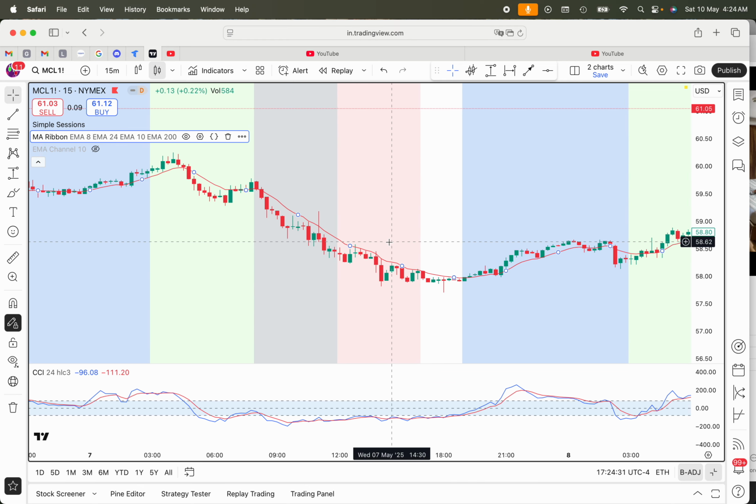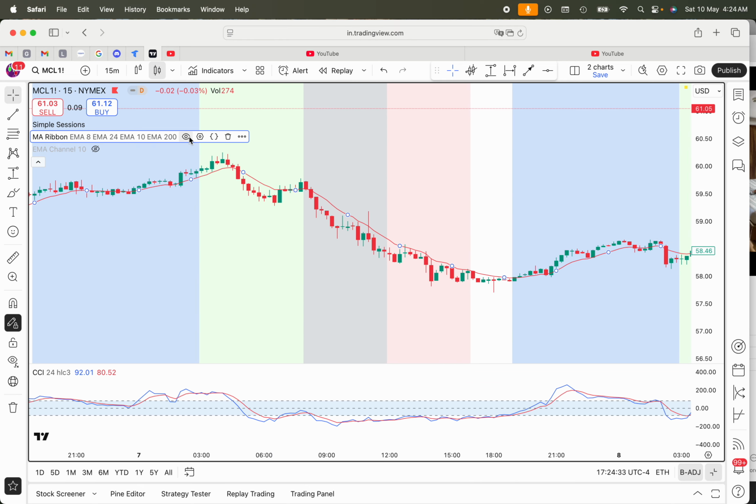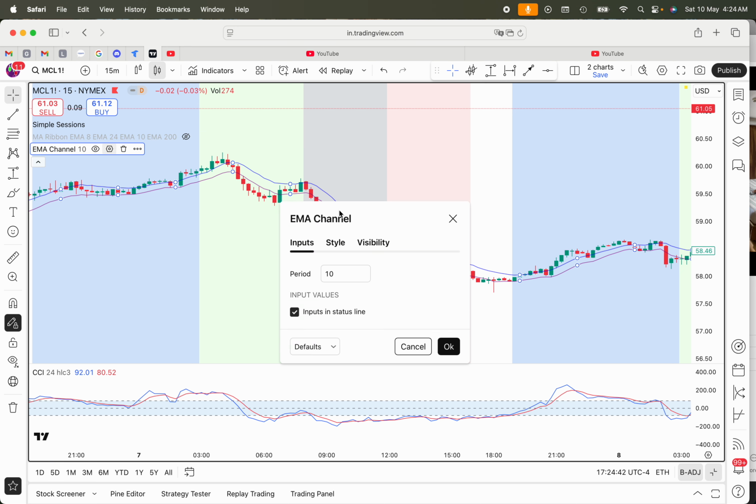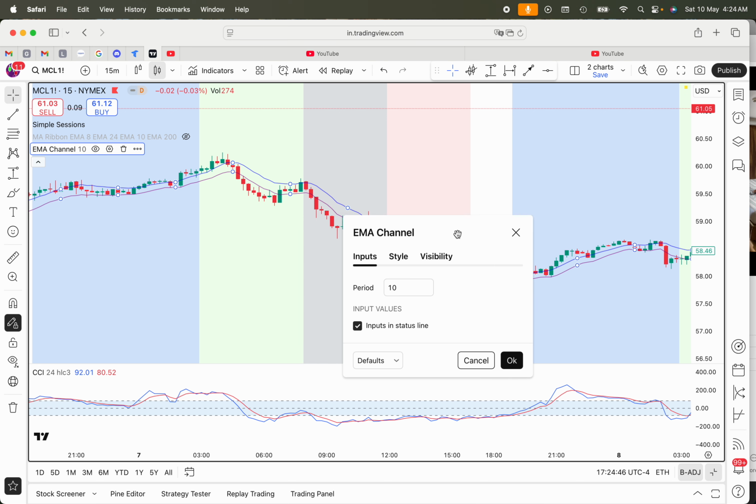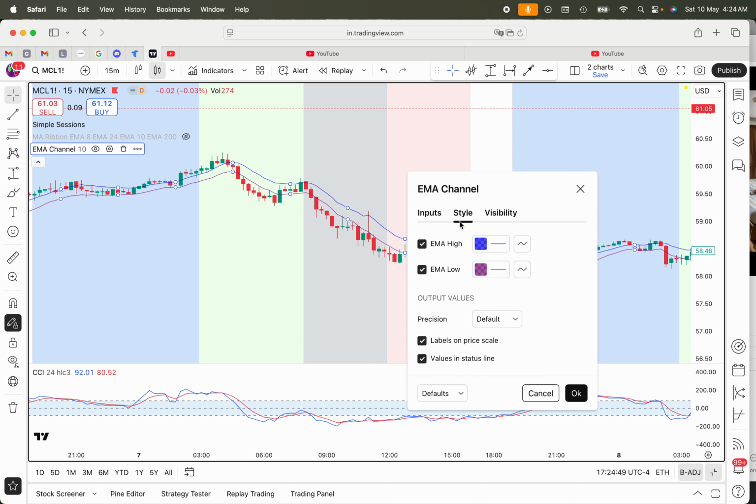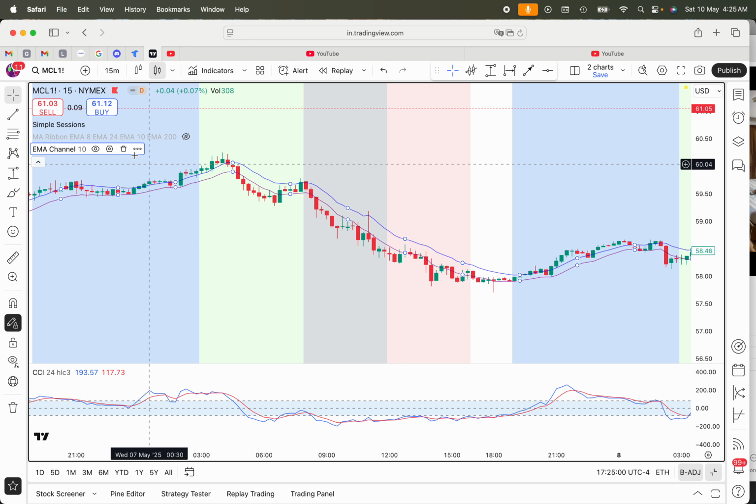And then it got me thinking about something else that I used to use, and this is called an EMA channel. What it does is use 2 EMAs, and you can change the period. I currently have this set at 10, and one line, which is the blue line, is the high of the EMA, and the bottom line is the low of the EMA. I'll just show you what I mean. Let me put this back on.